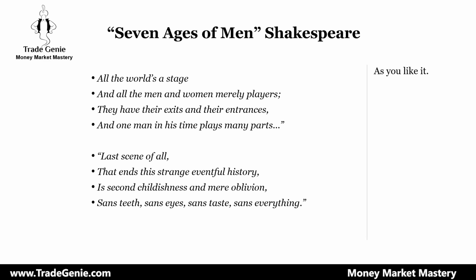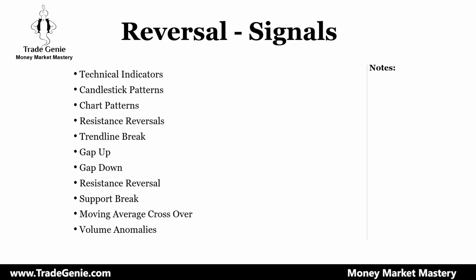Anyway, so this is the seven ages of Shakespeare, and I showed you the seven ages of man and the ages of the market. Now, today we are talking about stage two, three, and five, six. So there are various ways of trying to figure out the reversal signals. Before coming here to teach you, I quickly created this slide, and I started putting down all the ways you can spot the reversals.